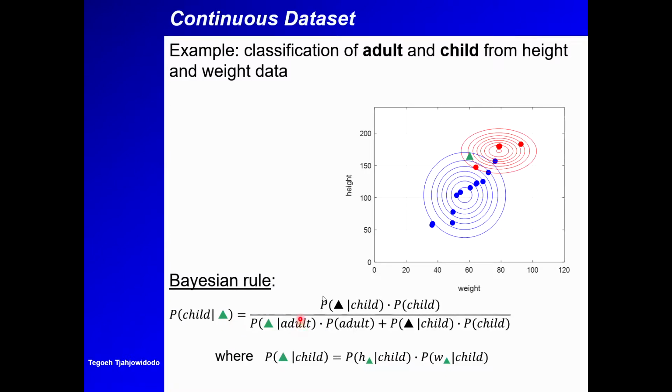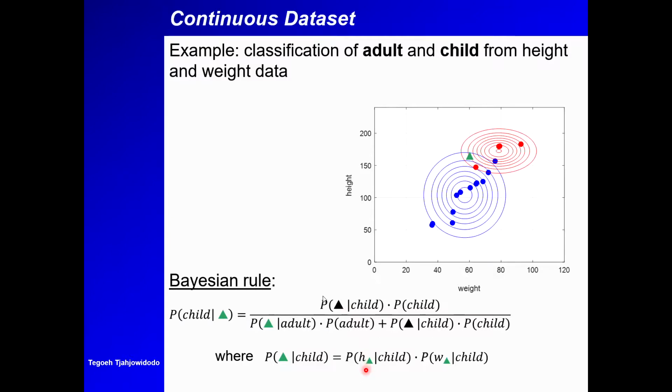Again, as I have already mentioned, I will disregard the denominator here. I will just calculate the numerator. So we are going to calculate this one. The second term here we have already calculated before, in the previous few slides, where the probability of a child is 75%. We calculated it in a straightforward way. Now we just have to calculate the probability of the new individual given it is a child.